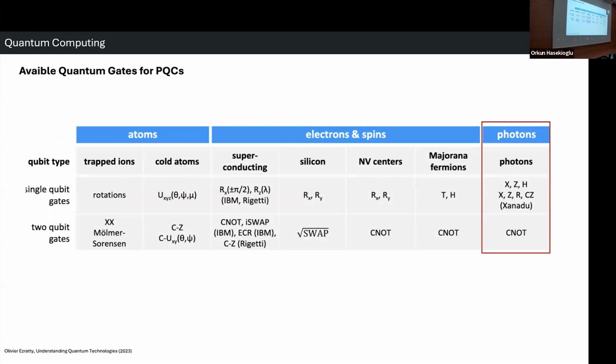But if you look at the quantum gates available for photonic quantum computers, we see, for example, all the technologies. We see the trapped ions, cold atoms, superconducting, silicon spin centers, NV centers, or the mostly debatable Majorana fermions. No one has seen them yet. Or photons. You see that there are single qubit gates, two qubit gates, and most.